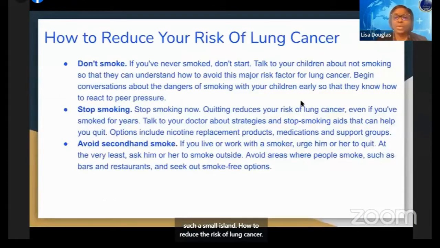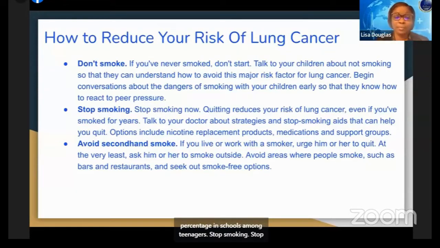How to reduce the risk of lung cancer? We advise don't smoke. If you've never smoked, don't start. Talk to your children about not smoking so that they can understand how to avoid this major risk factor for lung cancer. Begin conversations about the dangers of smoking with your children early so they know how to react to peer pressure, as smoking has become increasingly common in schools among teenagers.